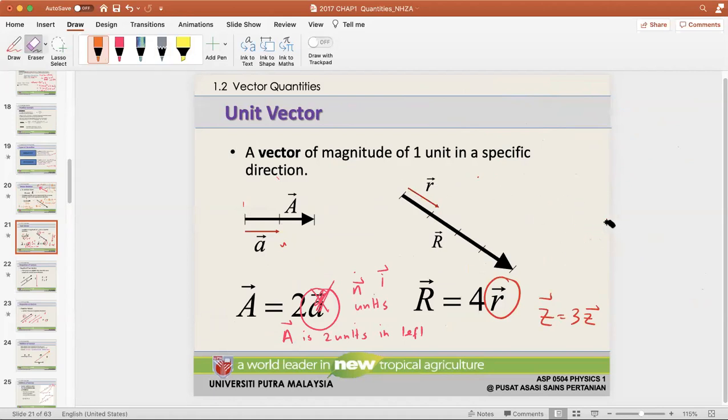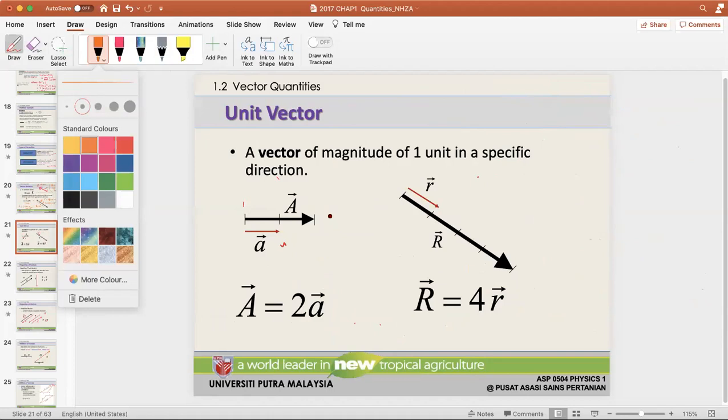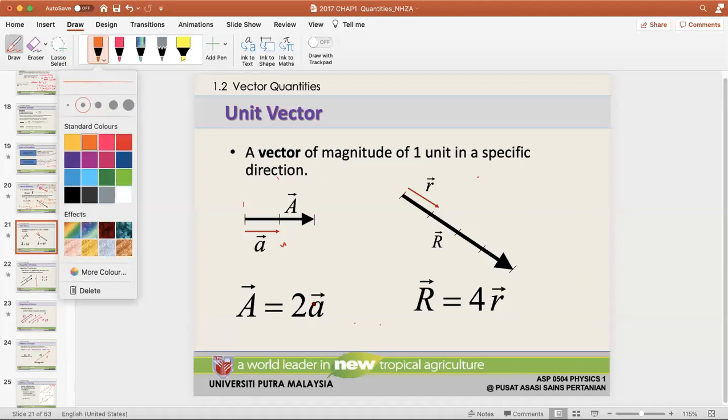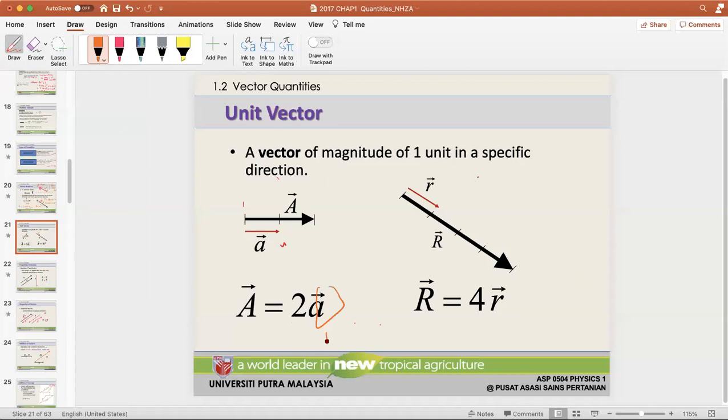So I think we have already seen this slide too, but it's okay. Okay, so the unit vector is a vector of magnitude 1 unit in a specific direction. So this vector A has 2 units. So it is written 2 small a with an arrow. So this just means the direction.